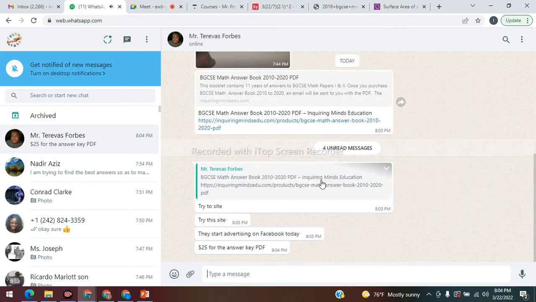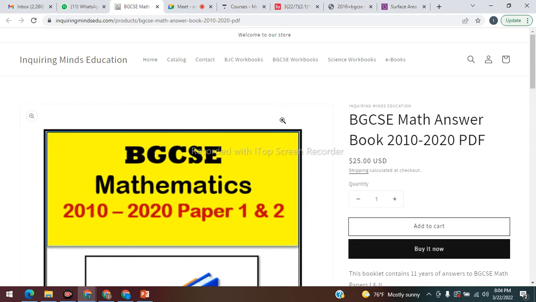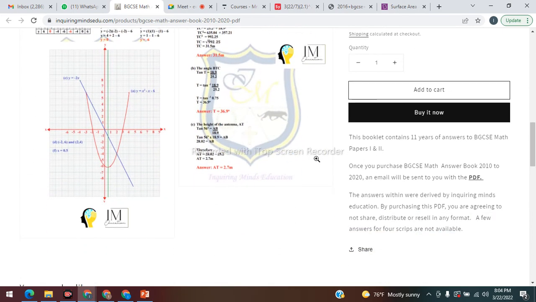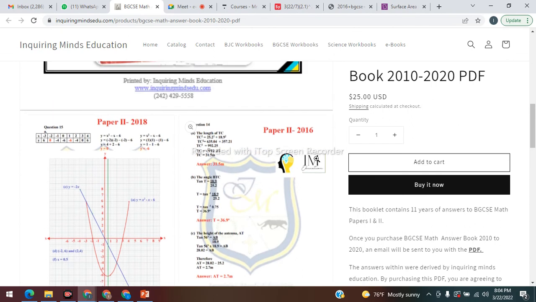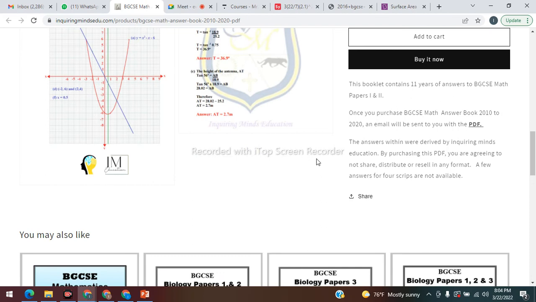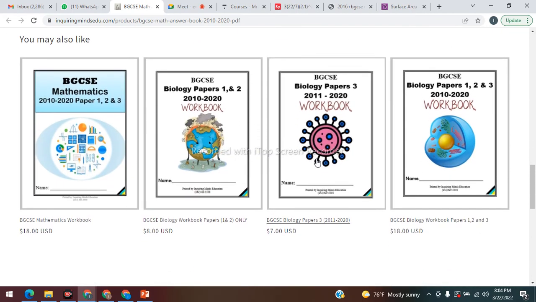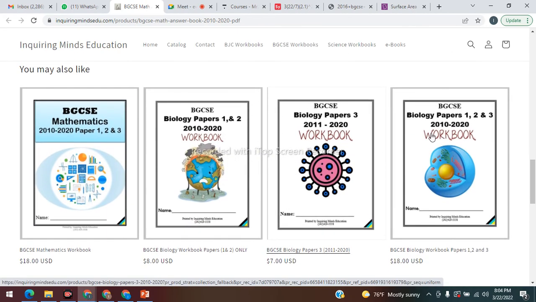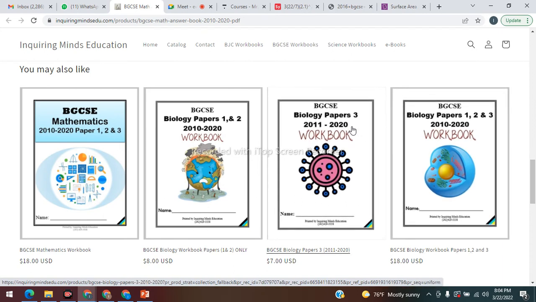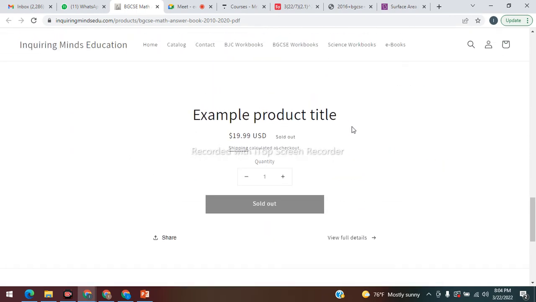This person just sent me a website you could look at. They have the answer key from 2010 to 2020. This is awesome. Can you forward it to me? That'll be a big help. Yeah, this is amazing. Thank you to whoever did it, honestly. This person did a wonderful job. They have biology. We have chemistry? No, they don't have chemistry. That's the thing.